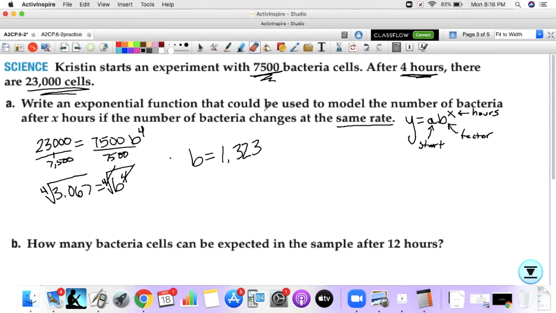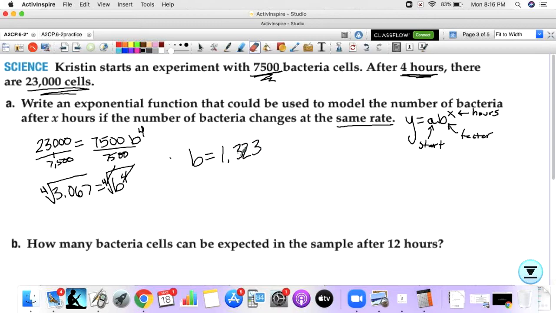1.323. Now, often in directions, they're going to tell you how far to go out for decimal places. Sometimes I go out only 2. This time I just decided to go out 3. With some of the work that you're going to be doing in the future, you might have to go out 4. Okay, so we'll see. Make sure you read the directions carefully.